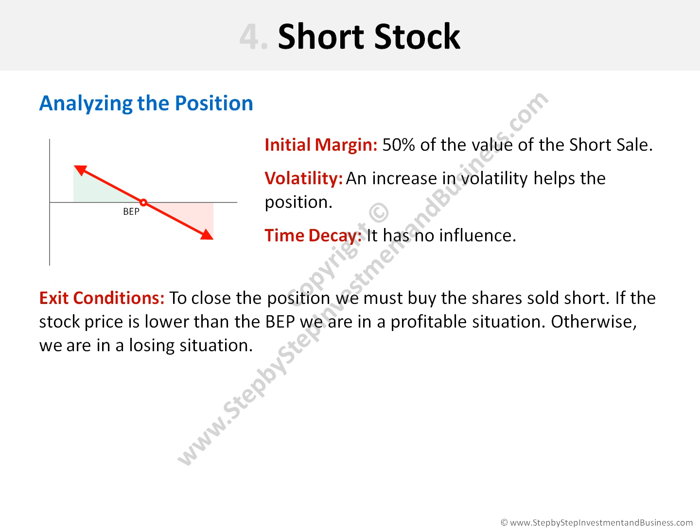Continuing with the analysis, the initial margin required to open the position is equal to 50% of the value of the short sale. This is the minimum amount of money that must be deposited into our account in order to place the trade. An increase in volatility helps the position. Time decay has no influence. With respect to exit conditions, to close the position, we must buy the shares sold short. If the stock price is lower than the break-even point, we are in a profitable situation. Otherwise, we are in a losing situation.